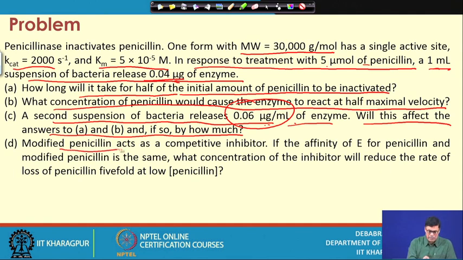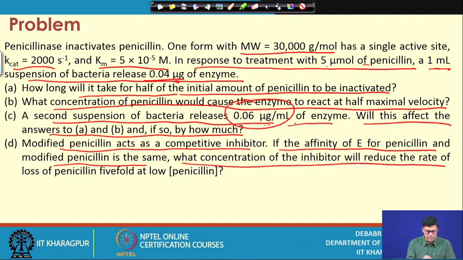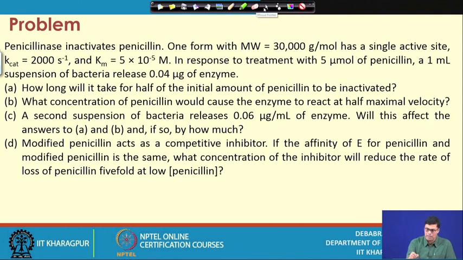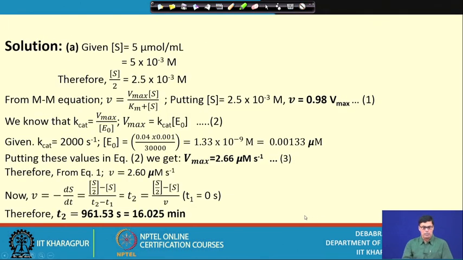And modified penicillin acts as a competitive inhibitor. If the affinity of the enzyme for penicillin and modified penicillin is the same, what concentration of inhibitor reduces the rate of loss of penicillin 5-fold at low penicillin? So this is the problem that we have. Let us see how we can solve it. I hope the solution is given and you can easily understand how it is solved.